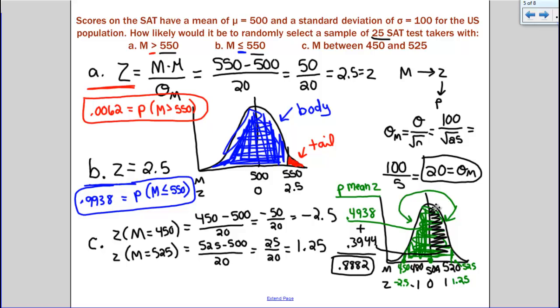Okay, this one, you could turn into a percent and say there's an 88.82% chance of randomly getting a sample of 25 SAT test takers who had a mean on the SAT of between 450 and 520. So pretty darn likely to get a sample mean that looks like that.